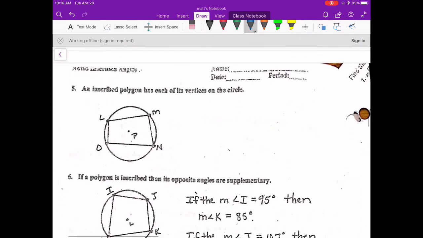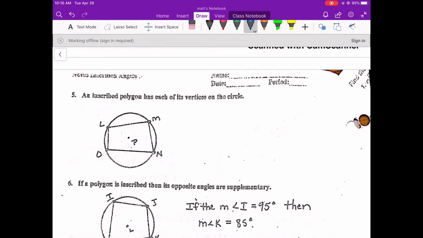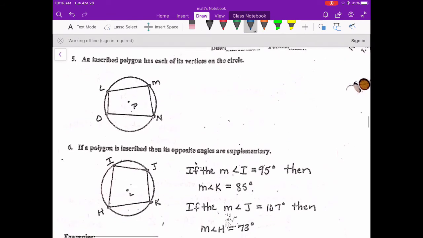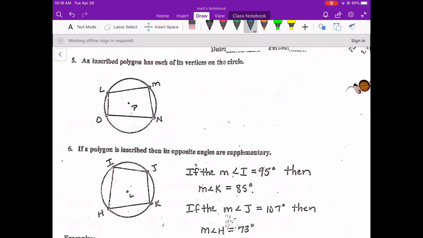All right, now we have this next idea right here that might be a little bit confusing, but I'm going to try to do my best to make it as easy to follow as possible. If you have an inscribed polygon, remember we used inscribed earlier like inside. So this thing is drawn inside the circle. Now, it's any sort of polygon, but we're going to be really specific about it being a quadrilateral. So we got an inscribed quadrilateral.